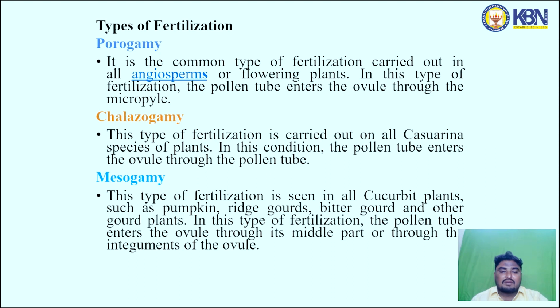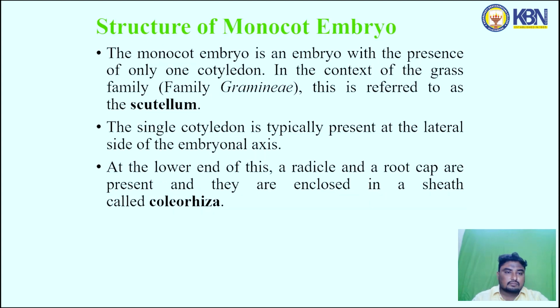Mesogamy. This type of fertilization is seen in all Cucurbita plants such as pumpkin, ridge gourd, bitter gourd and other gourd plants. In this type of fertilization, the pollen tube enters the ovule through the middle part or through the integuments of the ovule.